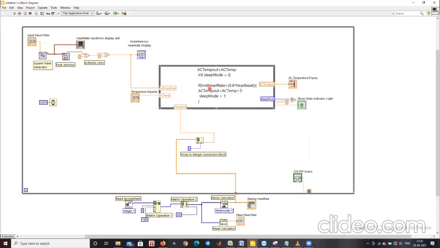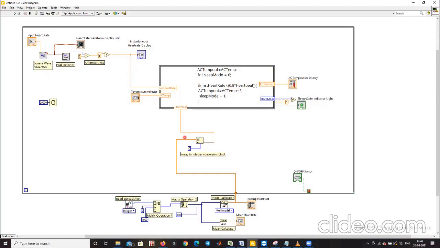Now this is the logic. If instantaneous heart rate is less than 0.8 into heartbeat, that is, if the instantaneous heart rate, that is the value here, is less than 80% of the resting heart rate. As I told you earlier, a person is said to be in sleep state if his or her heart rate is 80% or less than his or her resting heart rate.